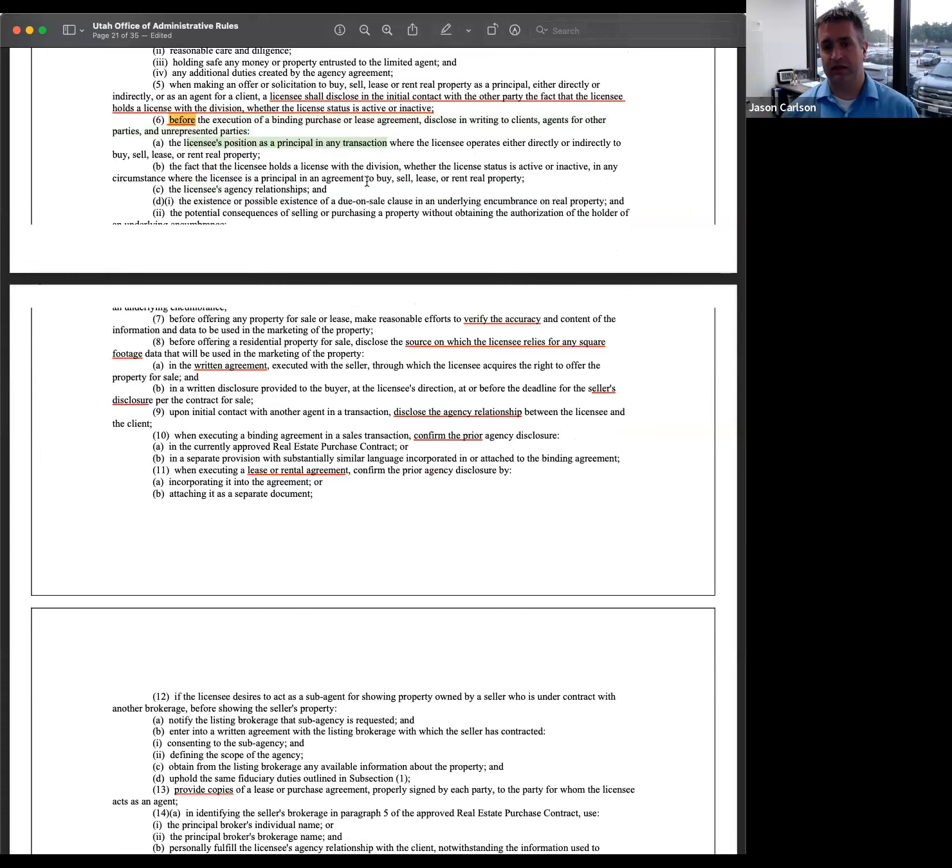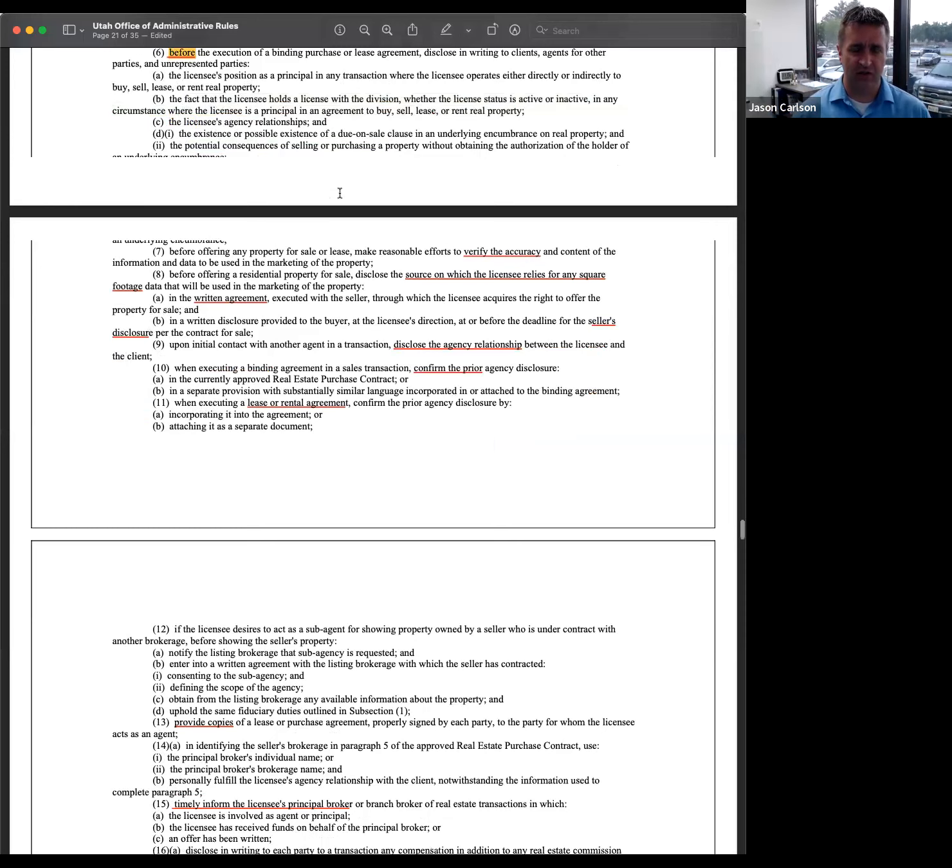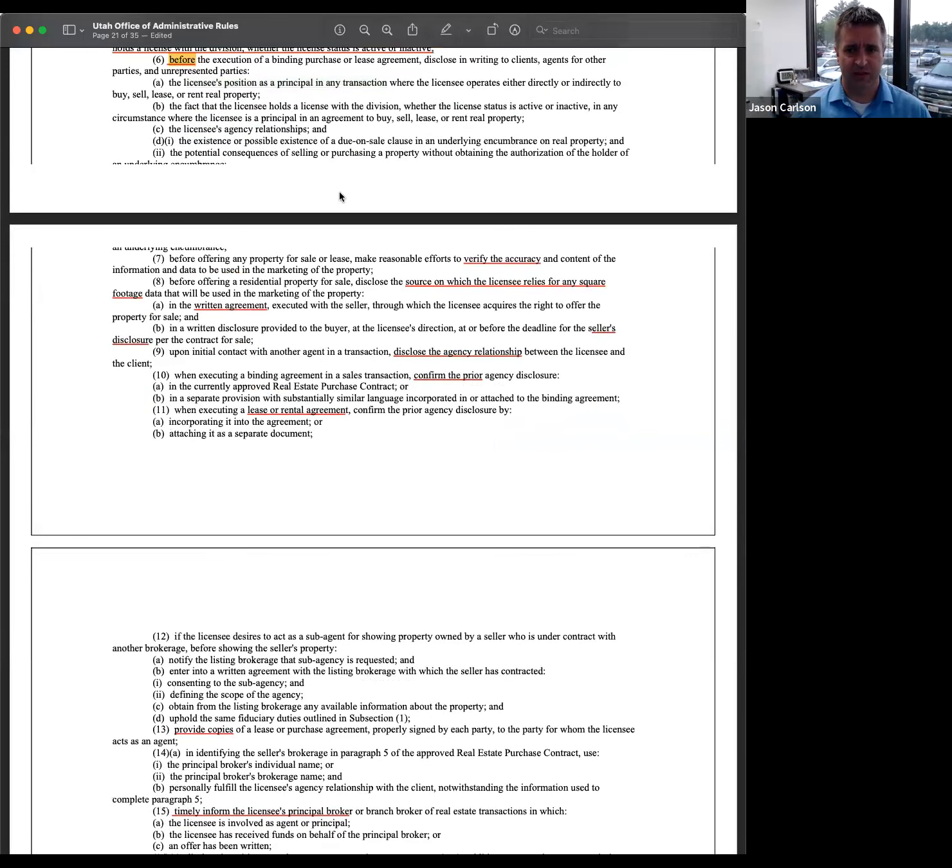So the question is, if I said I didn't do the notice of interest on my contract, do I still need to do the notice of interest? This particular section says yes, you need to notify them that you're a principal in this transaction. You're either going to buy it, sell it, lease it, or rent the property. And then it reemphasizes that whether your license is active or inactive or any other circumstances, you'll still disclose that. Any questions on disclosure of interest? That's been one that's come up quite a bit in the last couple of weeks.